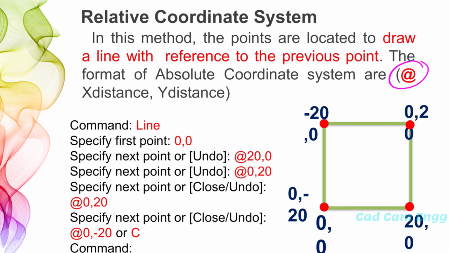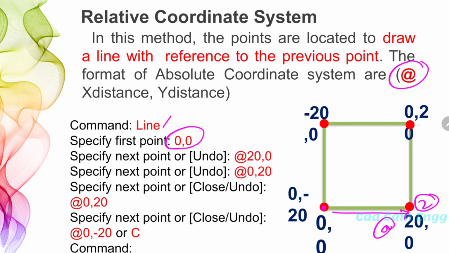We open AutoCAD and give the line command. Then the origin point: specify the first point. The first point, we always use the absolute coordinate system. We never use the relative or polar method for the first point. Next, AutoCAD asks me to specify the next point. So this is my first point. I want to mark this as my second point. For my second point, I use the at symbol. The length is 20. It means 20, 0.